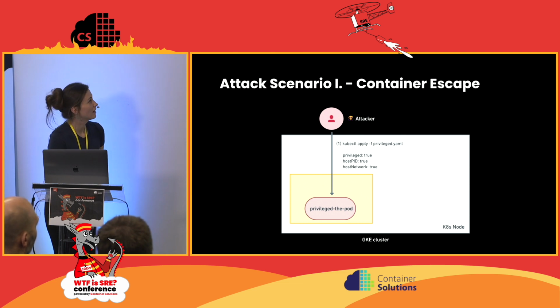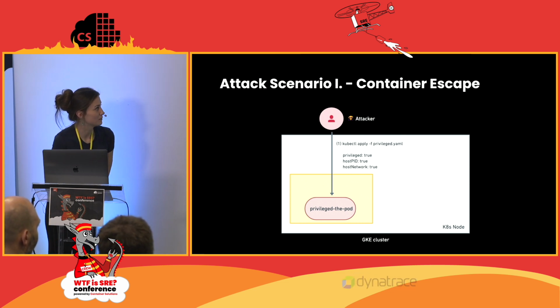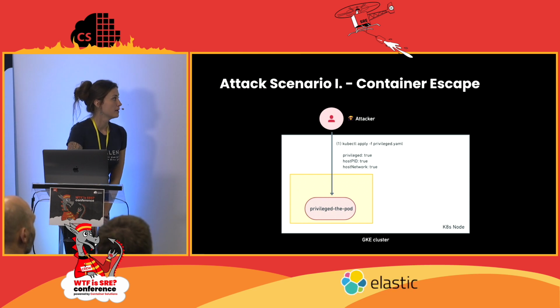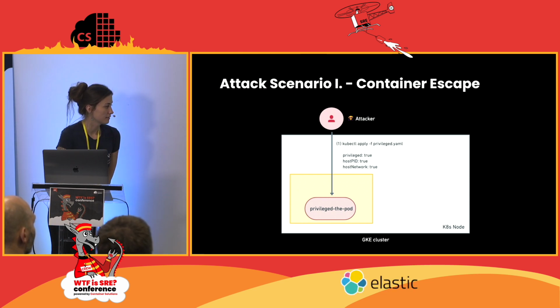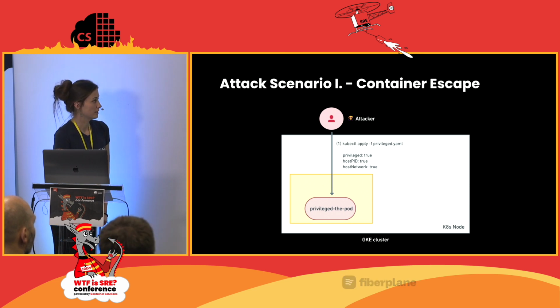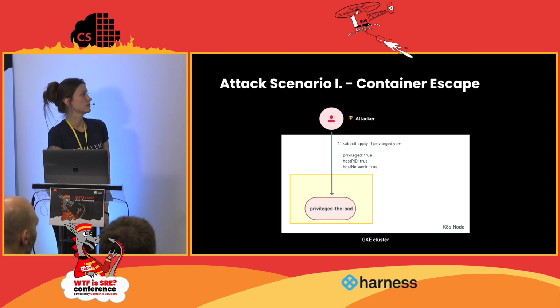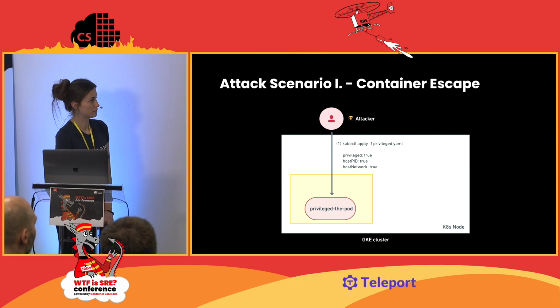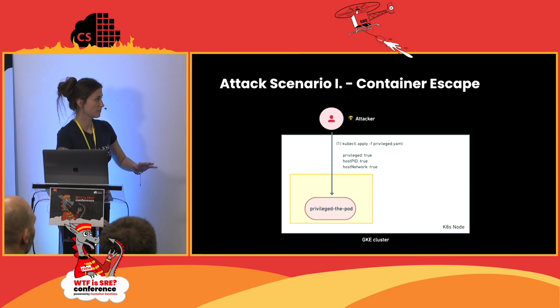Okay, so the first attack scenario I tried to make a bit more funny and entertaining. I'm an attacker, let's say a malicious employee, and I have access to a GKE cluster. As a first step, I will just apply a privileged pod spec. It's enabled by default in GKE, and it's actually very powerful. Not sure if it's a feature or a bug.